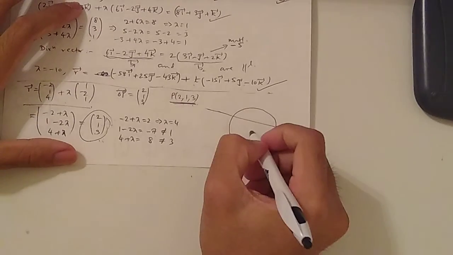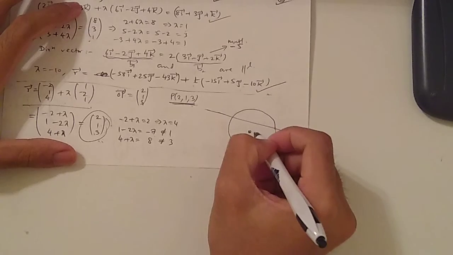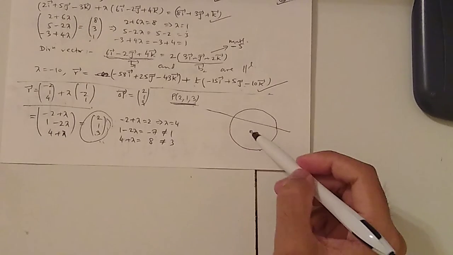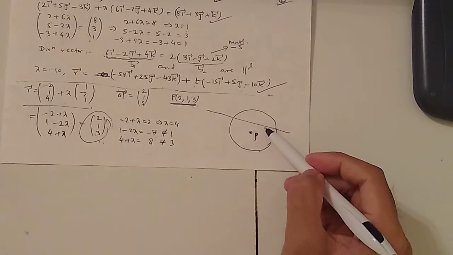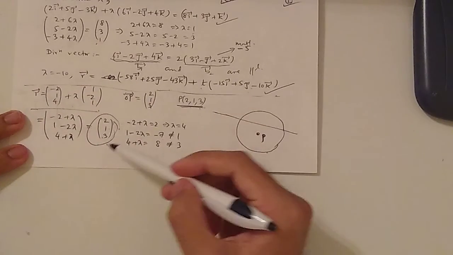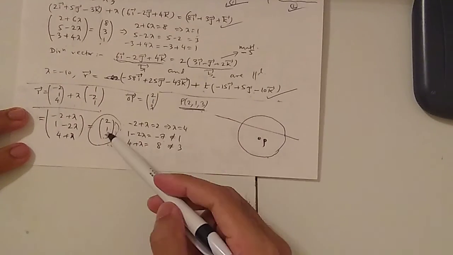Okay, P is not on the circle, P is not on the line, and P is the center of the circle though. And you know P is not on the line because of this thing. You already solved it out. Okay, P is not on the line.